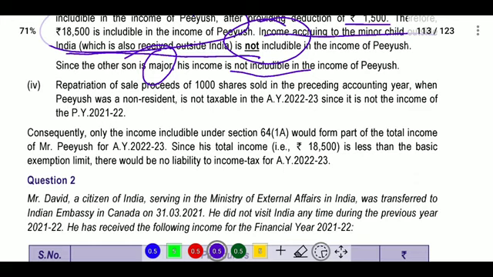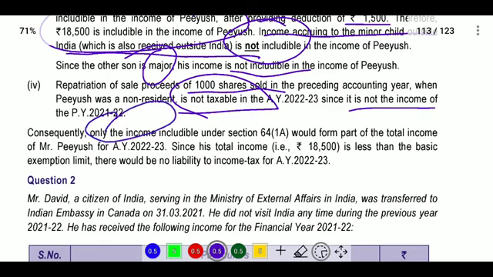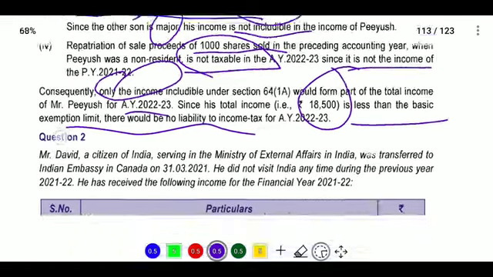Next, repatriation of sale proceeds of 1000 shares sold in the preceding accounting year, when Piyush was non-resident, is not taxable in assessment year 22-23, since it is not the income of previous year 21-22. Consequently, only the income included under section 64(1)(a) would form part of the total income of Mr. Piyush for assessment year 22-23. Since his total income of only 18,500 is less than the basic exemption limit, there will be no liability to pay tax.